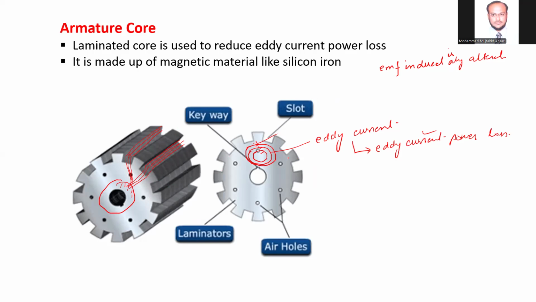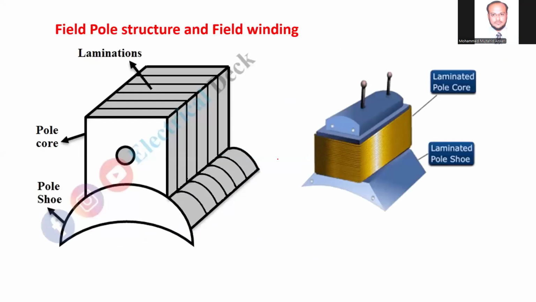Whereas this is made up of magnetic material, soft magnetic material. It may be silicon iron, or what is called ferromagnetic material. Okay. Now the core, this is the pole structure and field winding. So similarly, instead of using a permanent magnet, we are using an electromagnet. To make the electromagnet, we want magnetic material. So this is the magnetic material. Again, it is laminated and over it the winding is carried out.